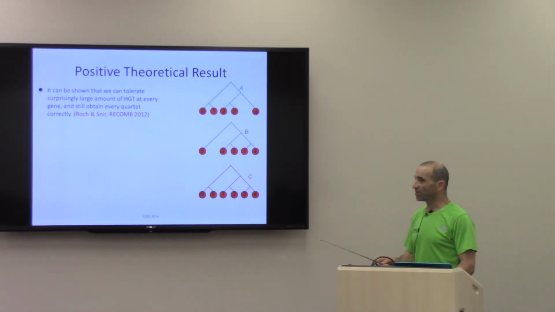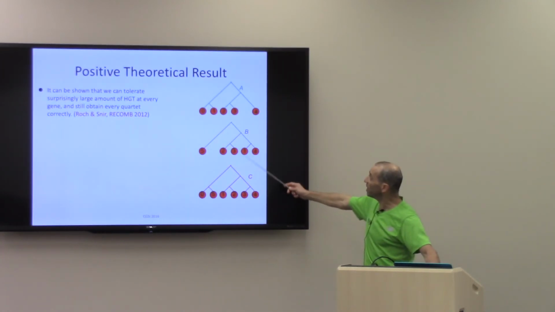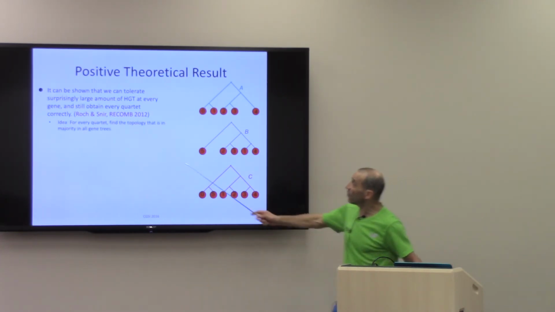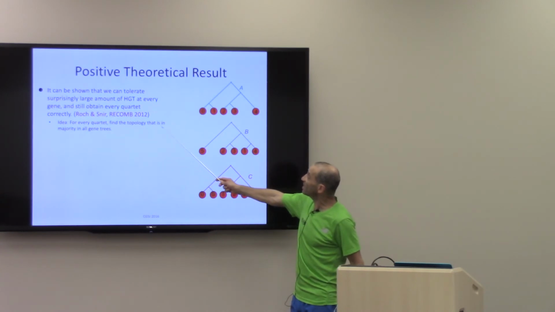I think, Pavel, you asked why quartets. Here you see it. Okay, why quartets? You get big trees without this voting. Let's see how we do it. It's the idea: for every quartet, find the topology that is in majority in all gene trees.